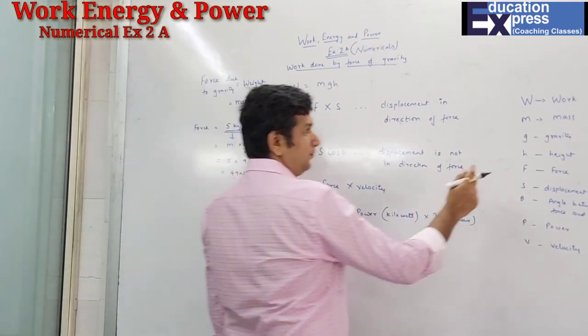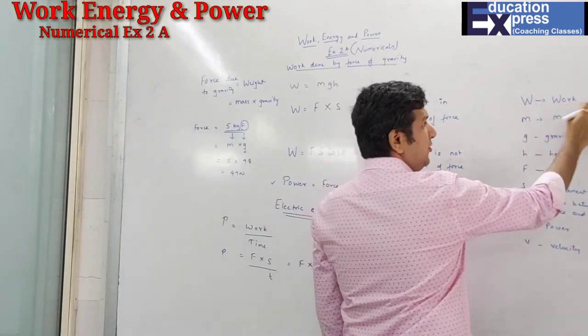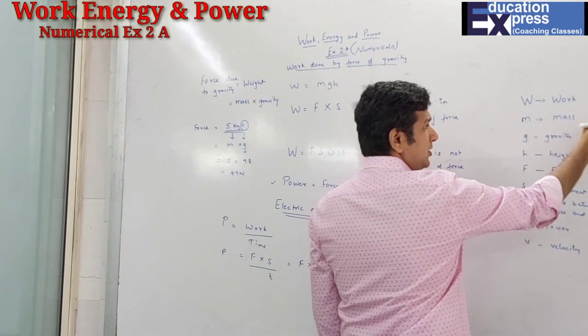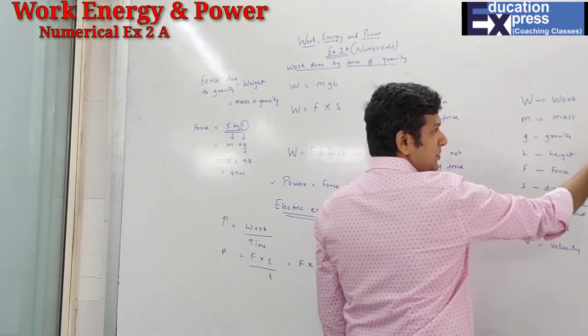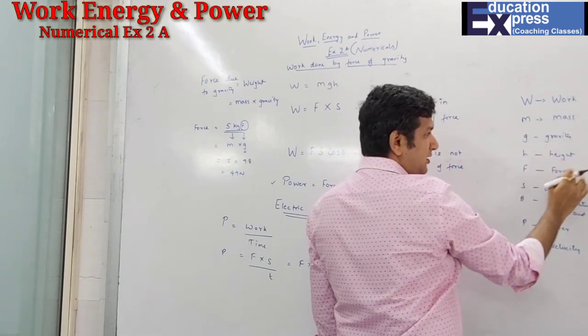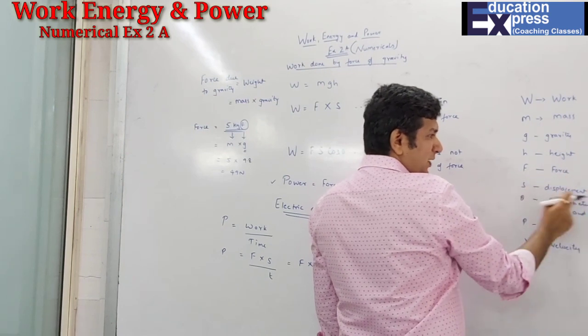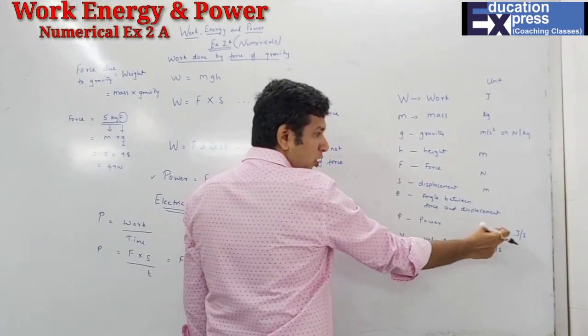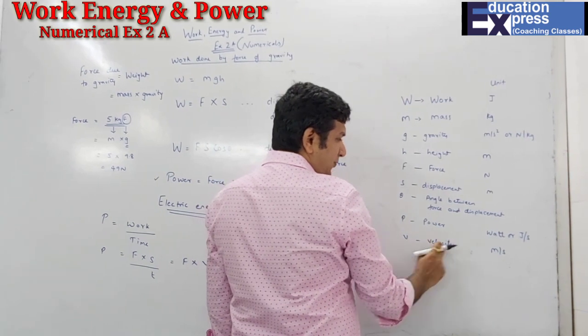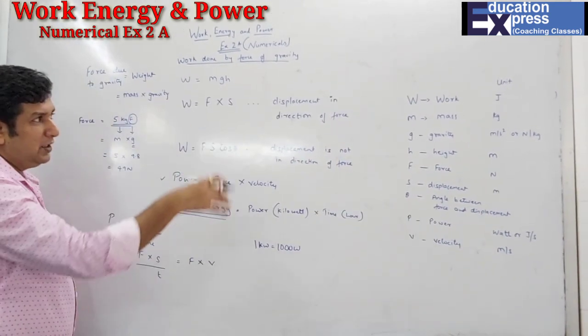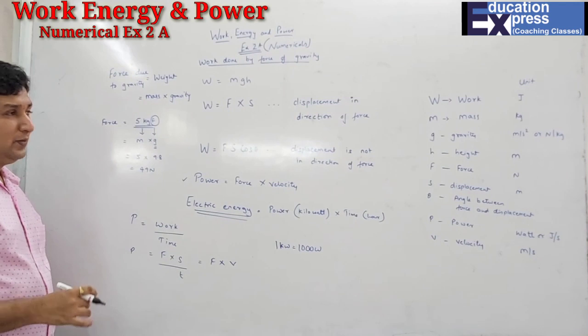Now here, work, the SI unit is joule, mass, SI unit is kg, g gravity is meter per second squared or Newton per kg, height is meter, force is Newton, displacement is meter, power is watt or joule per second, and velocity is meter per second. So these are the units in which you require them in your numerical.